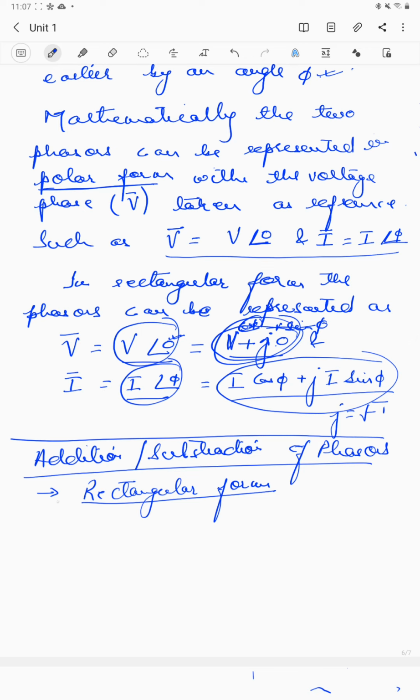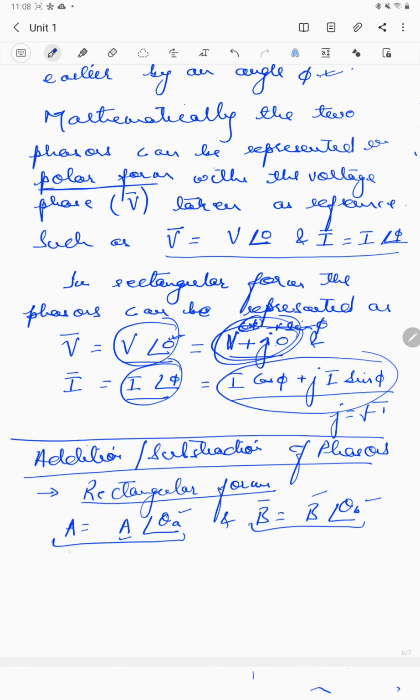Now let us suppose the two phasors are given by A equals A angle theta A, and B is represented as B angle theta B, the B phasor. So this is the magnitude of the phasor and this is the phase angle. Same here, this is the magnitude and this is the phase angle. So in this case, these two phasors are first transformed into rectangular form. Okay, पहले हम इनको rectangular form में convert करेंगे दोनों phasors को, then we are going to add or subtract.